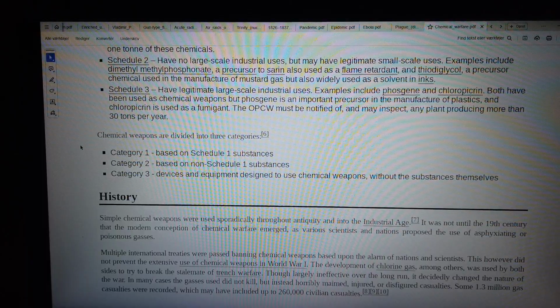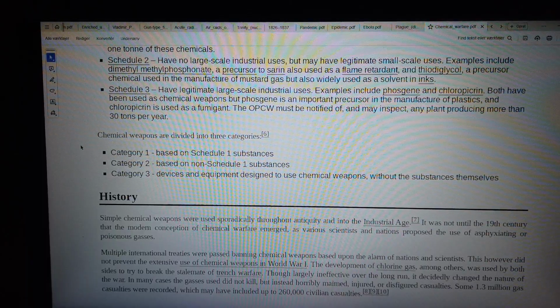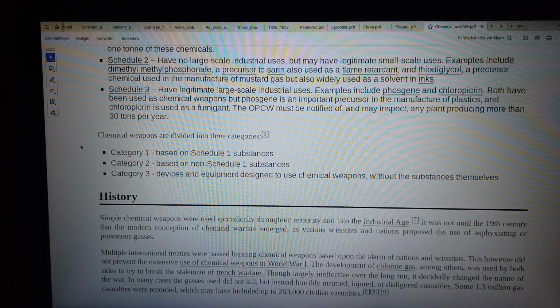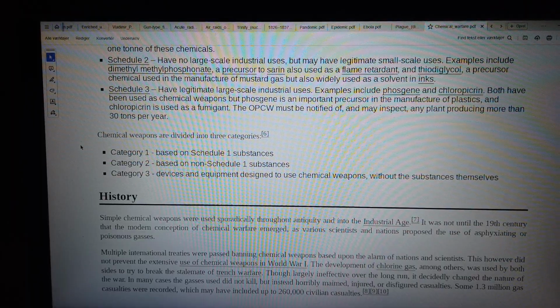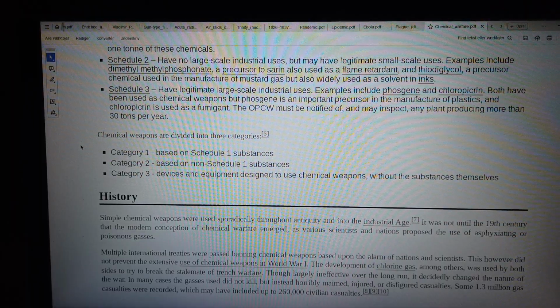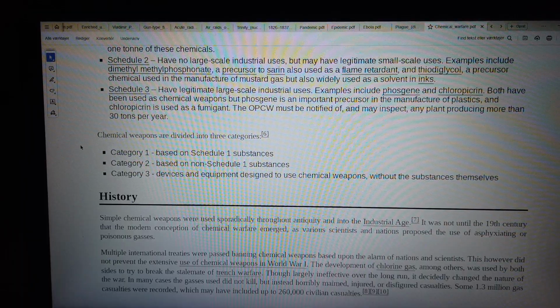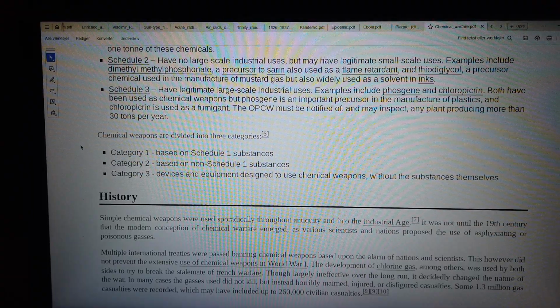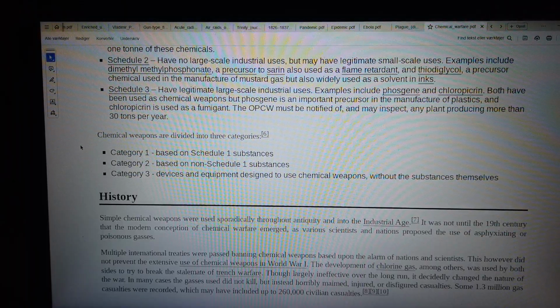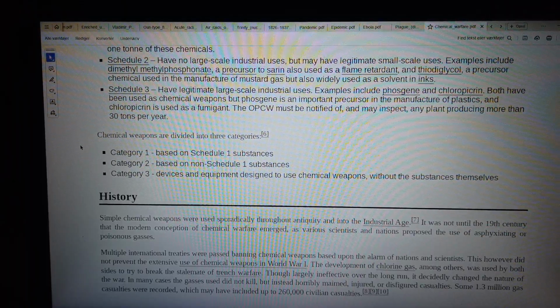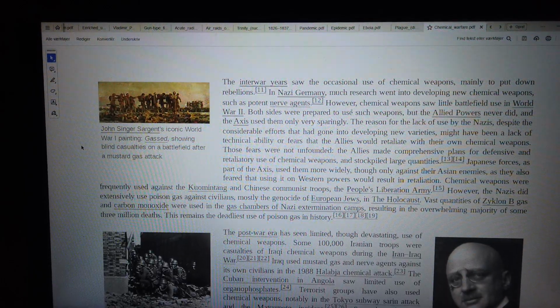The development of chlorine gas, among others, was used by both sides to try to break the stalemate of trench warfare. Though largely ineffective over the long run, it decidedly changed the nature of war. In many cases the gases used did not kill, but instead horribly maimed, injured, or disfigured casualties. Some 1.3 million gas casualties were recorded, which may have included up to 260,000 civilian casualties.